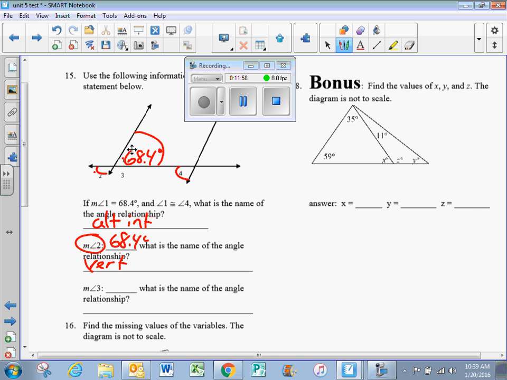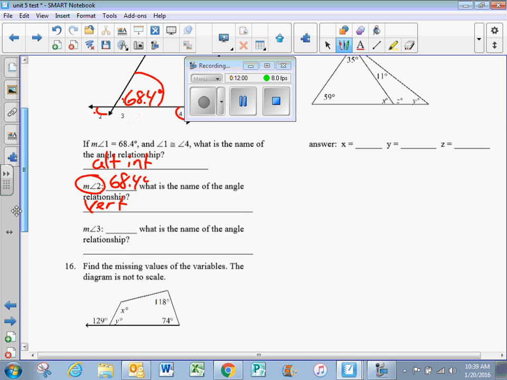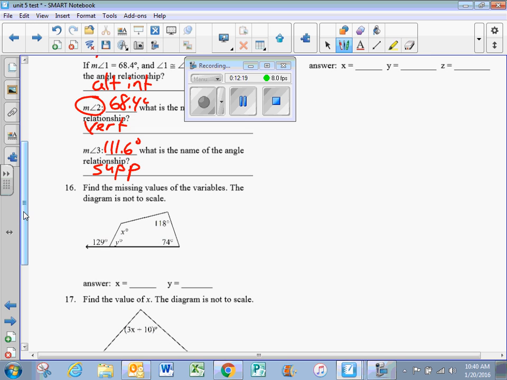Okay? How about measure of angle 3 on this one? Well, these are supplementary, right? So that must be 111.6. Because that makes a straight line, right? Those two. Right? Supplementary? Piece of cake, right? Okay, so that one wasn't meant to be challenging. I don't know why some of you struggled with that one.